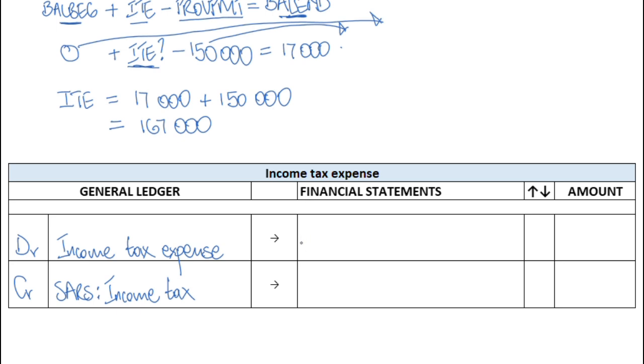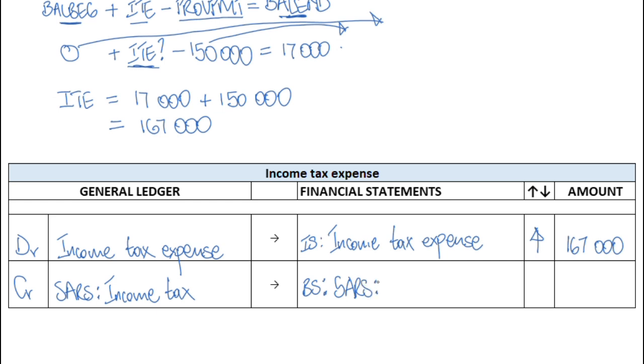In the financial statements, the income tax expense sits in the income statement. So we will increase that line item by 167,000. The SARS income tax account sits in the balance sheet under current liabilities, so we will increase that line item by 167,000 rands.